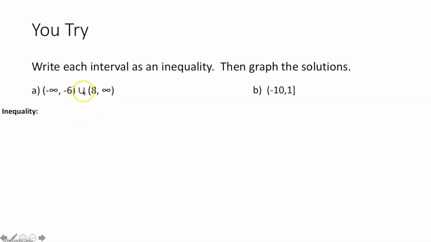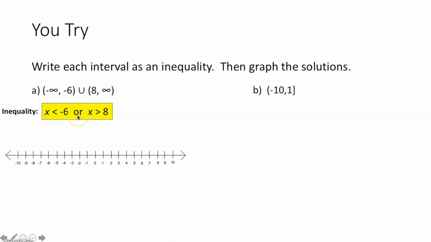Or, because there's a union symbol here, and then we have 8 to infinity. So we want all x values greater than 8. So 9, 10, 11, 12, all the way to infinity. So we want all x's greater than 8. And there's no equal sign because this is a parenthesis as well. So we write x is less than -6. That represents this interval right here. Or x is greater than 8. That represents this interval right here.